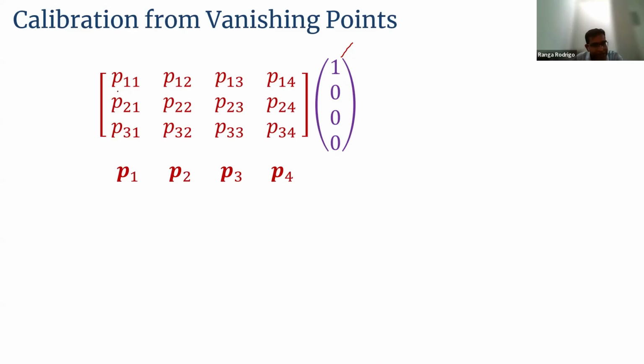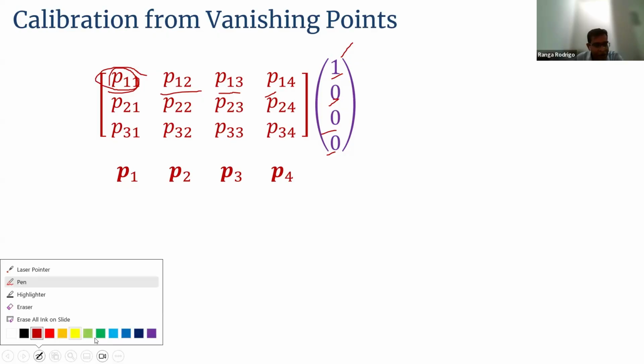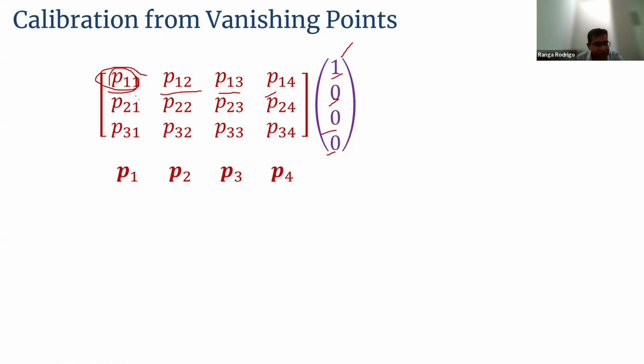Now, if you do this multiplication, you can see that P11 multiplies with this, P12 multiplies with this, P13 multiplies with this, P14 multiplies with this. So what remains is only P11. In the second equation also, you will get the same effect. P21 will remain, all others will become 0. P31 will remain, all others will become 0. So this is the point at infinity. Therefore, when you take an image, it must be the vanishing point in x direction. So this P1 is the vanishing point in x direction.